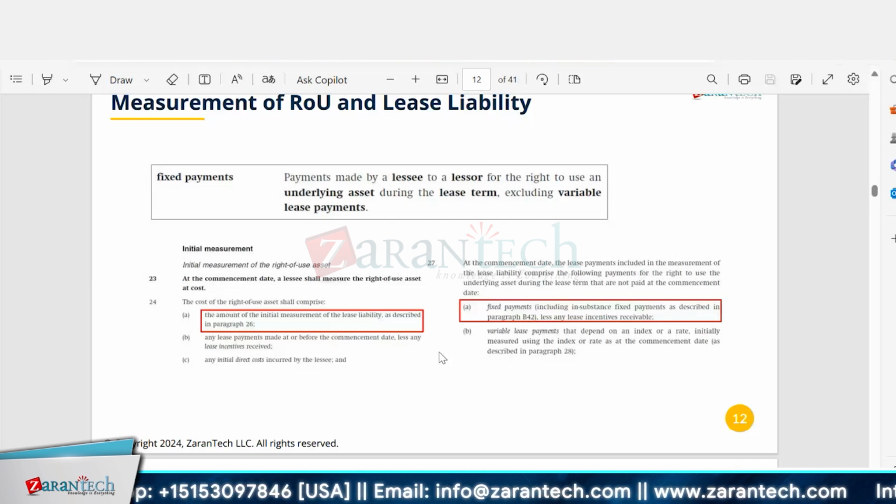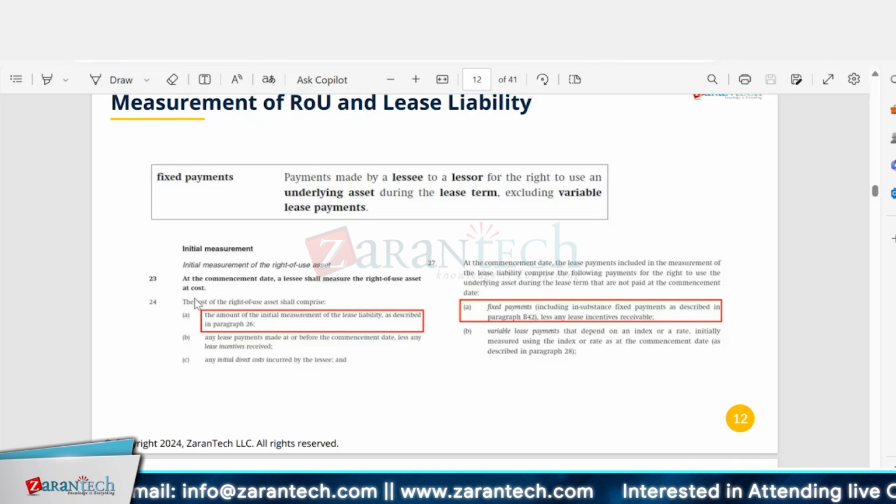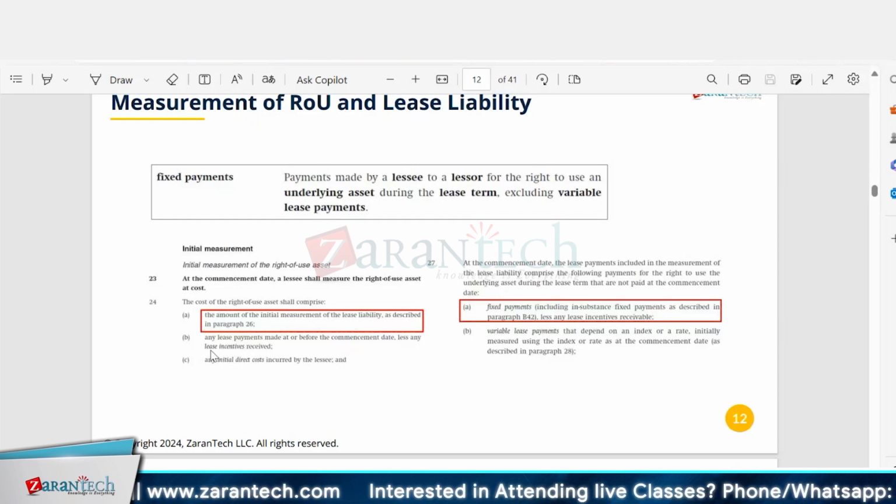Initial measurement of right of use asset. At the commencement date, a lessee shall measure the right of use asset at cost. The cost of the right of use asset shall comprise the amount of initial measurement of the lease liability, any lease payment made at or before commencement date, less any lease incentive received, and any initial direct cost incurred by the lessee.